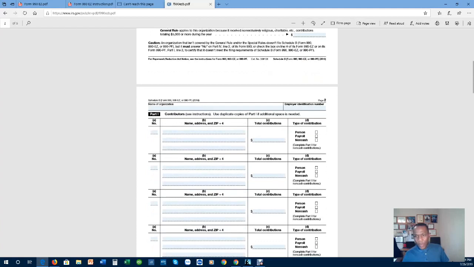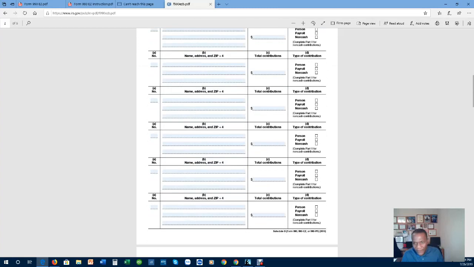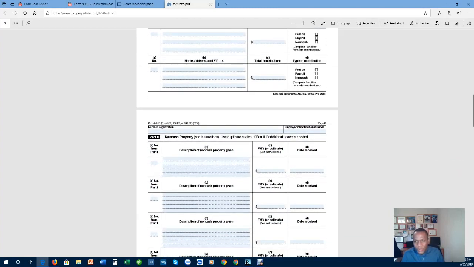And then when you go to Part I, requests for contributors, like donors that provide you funds that you use to run your organization, you list their address and zip code, total amount contributed, whether it's a person, whether through payroll or noncash contribution, which would be like property given, if a car was given or any other noncash properties and so forth, and you'll fill out this section. Part II would be noncash property, like we explained, like a car, like a house or a piece of land and so forth.